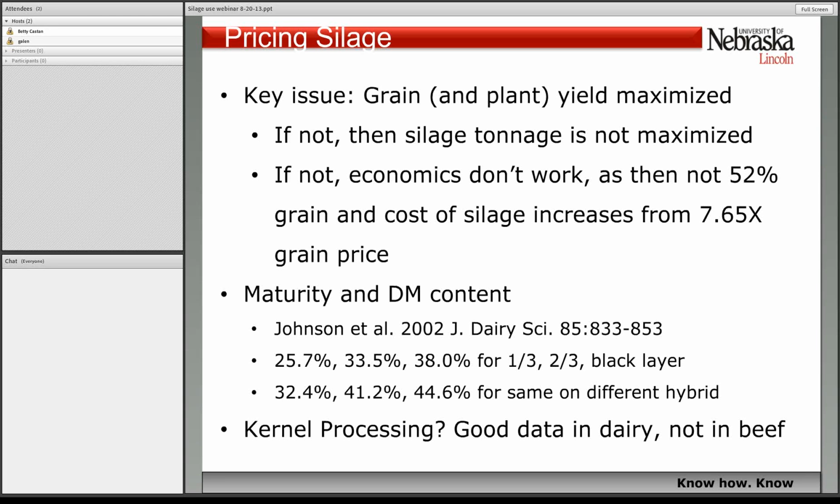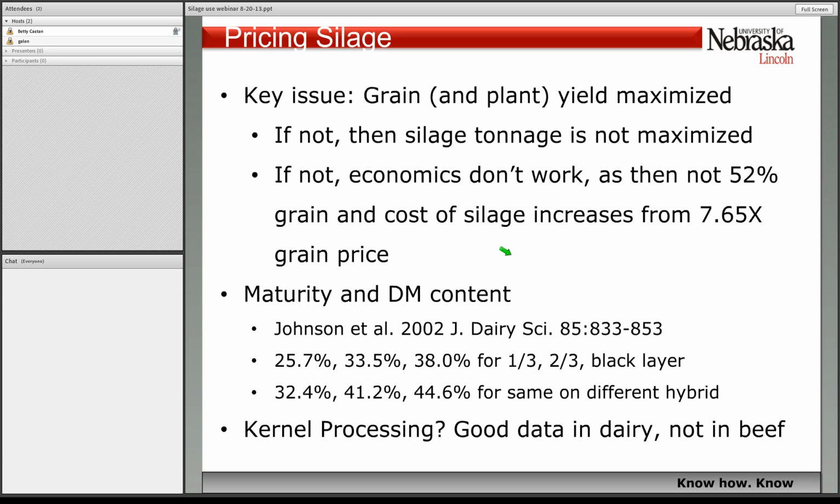The other thing I mentioned is dry matter content. Maybe we should be targeting black layer and 40% dry matter, which is a little higher than normal. I'm basing that a little bit on one study that's out there, and I think more work needs to be done on this. This was in the Journal of Dairy Science, and they looked at two different hybrids.